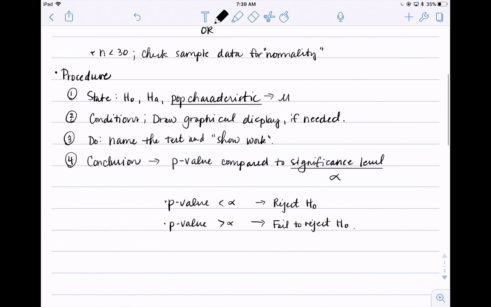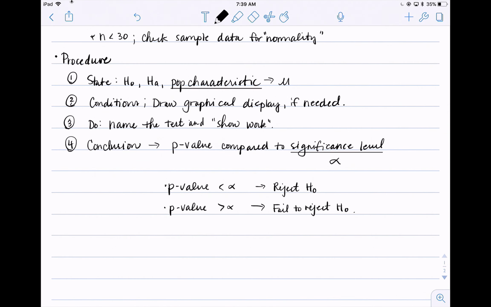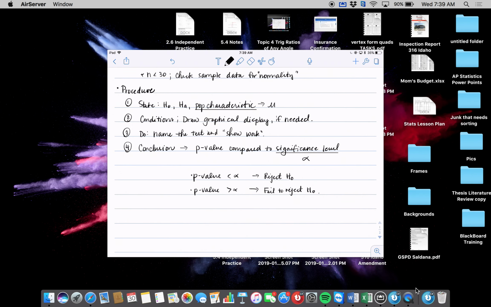All right, just to help you out a little bit, we're going to do one quick example. Give me one second here. Where did I leave it?